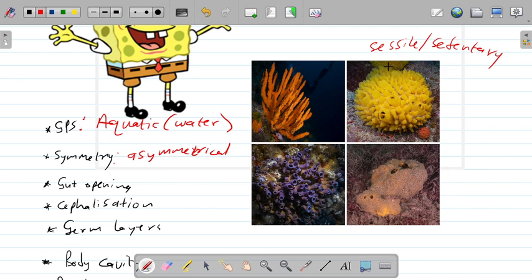Meaning, if I cut the sponge at one plane, longitudinal, I would not get two identical halves from any plane. If I cut it, I will not get two identical halves. So basically they are asymmetrical. That's the one thing you should know about these organisms. This means that they cannot be cut into two identical halves.